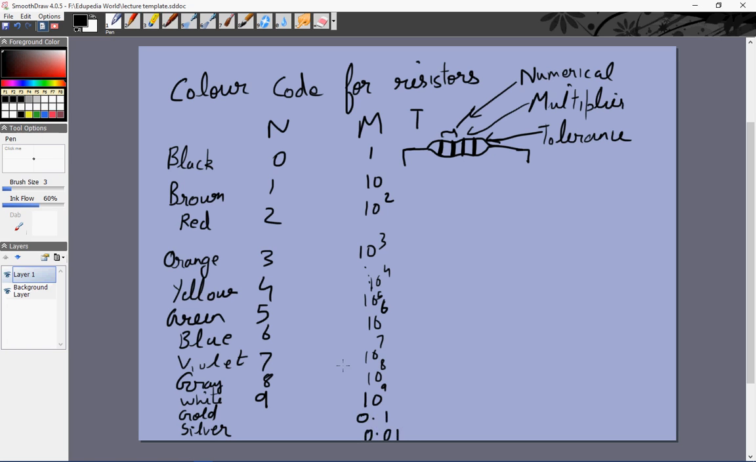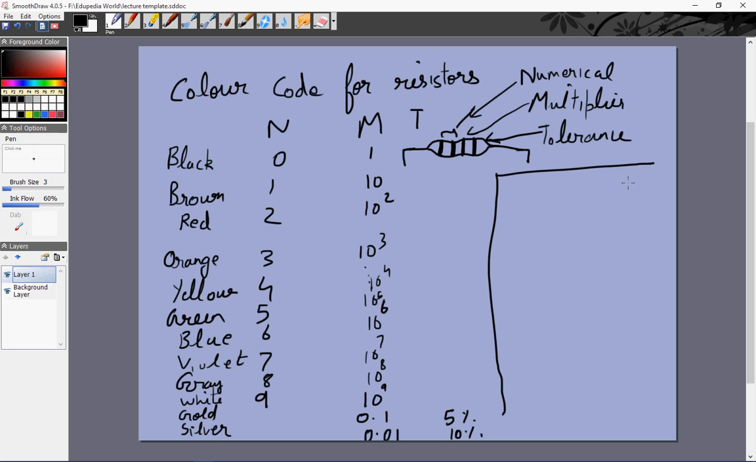I'll explain all this in a minute, but I'll have to draw the table to explain it. You'll find the table if you Google it anywhere. And the tolerance is only for gold and silver, and it's 5% or 10%. Now let me tell you what these mean by taking just a simple example.